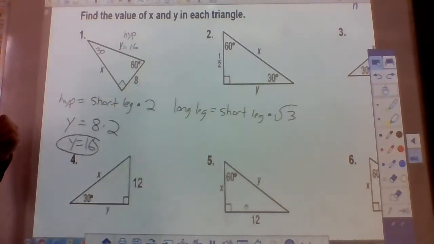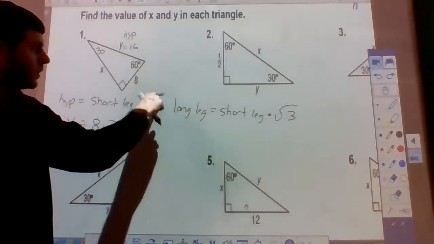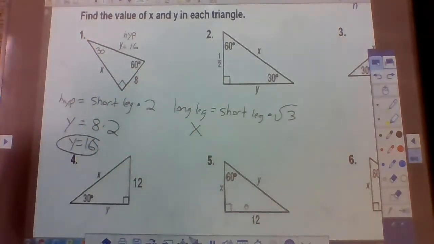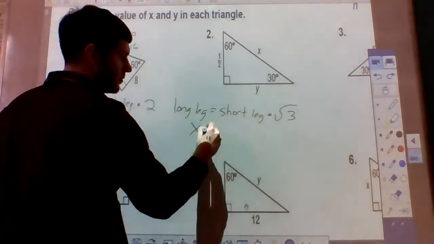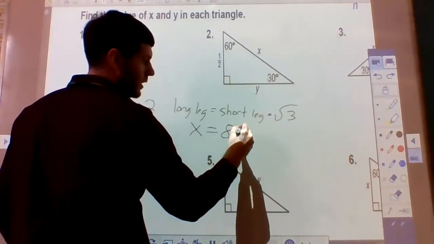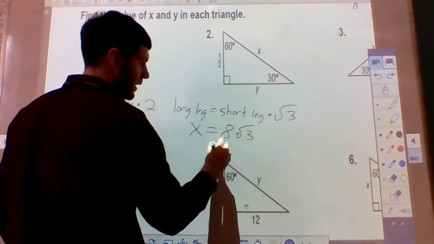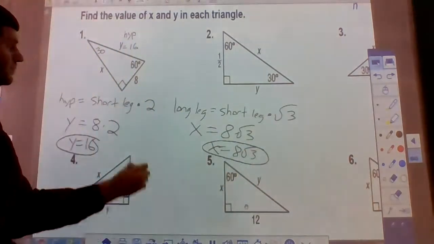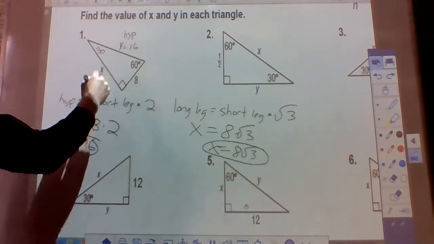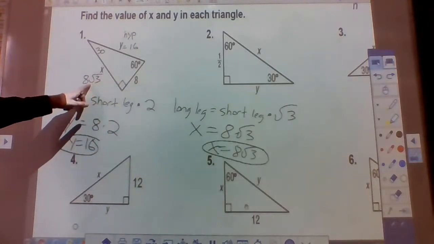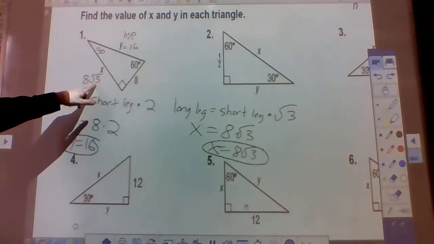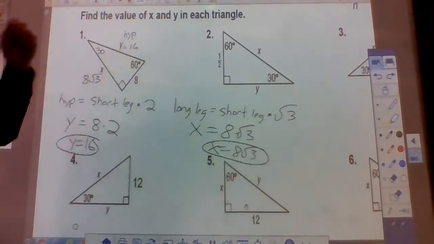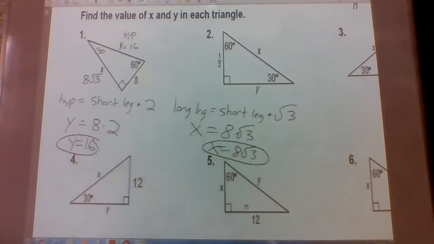The long leg is across from the larger angle. That's 60, so the long leg is x. The short leg is 8, and then we multiply by the square root of 3. So x is going to equal 8 times the square root of 3. 8 square root of 3. So the long side is the short side times the square root of 3, and the hypotenuse is the short side times 2.